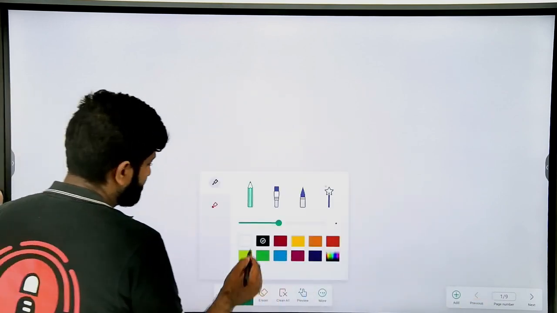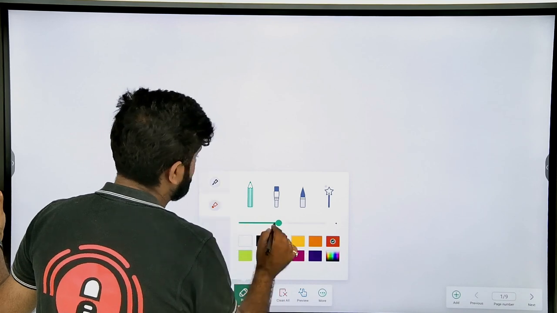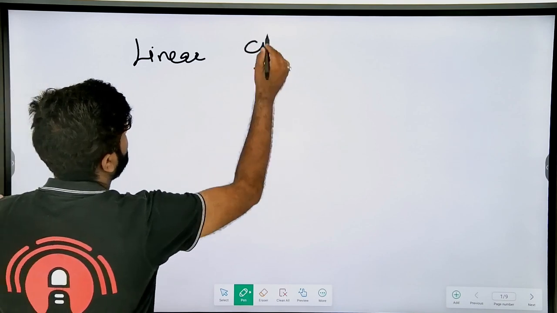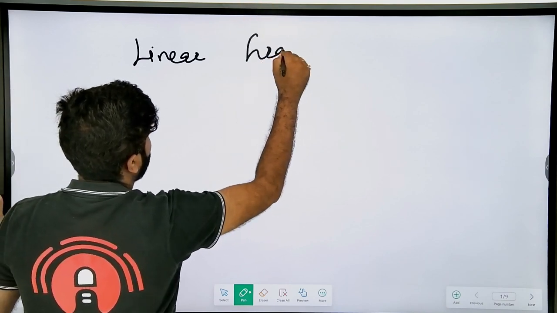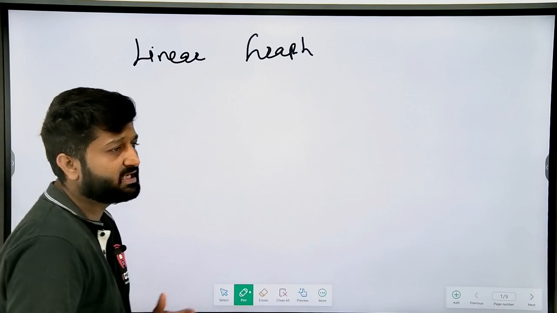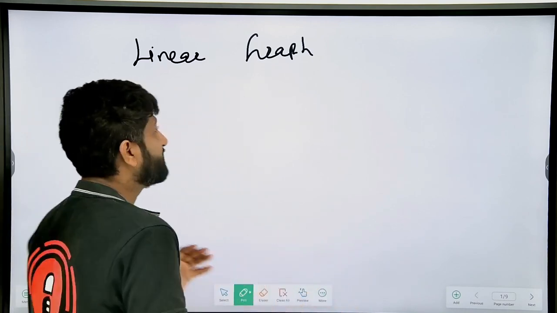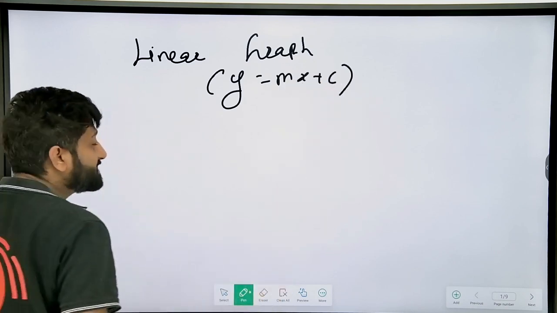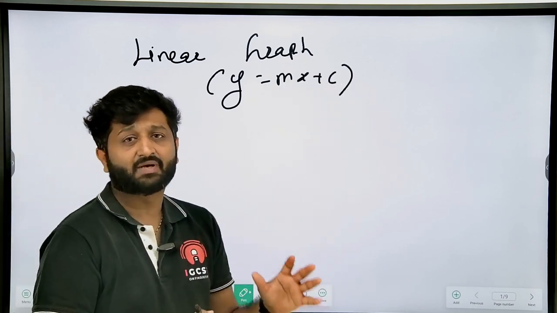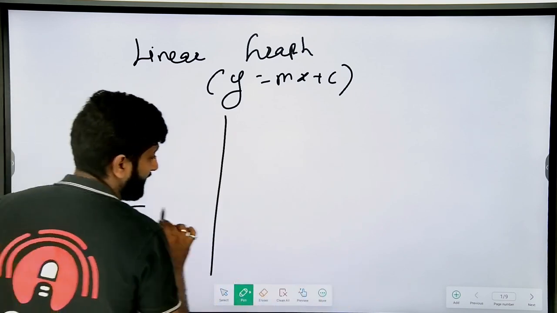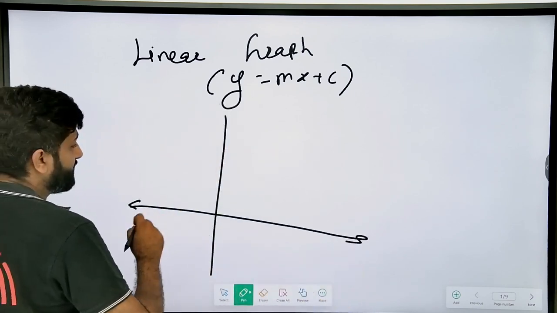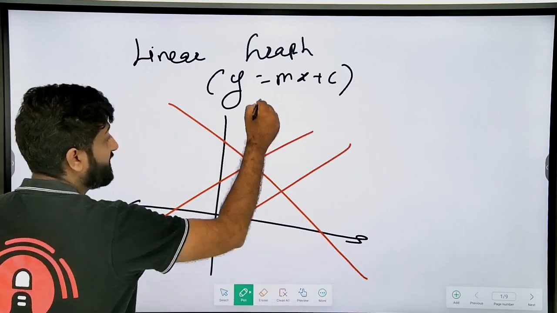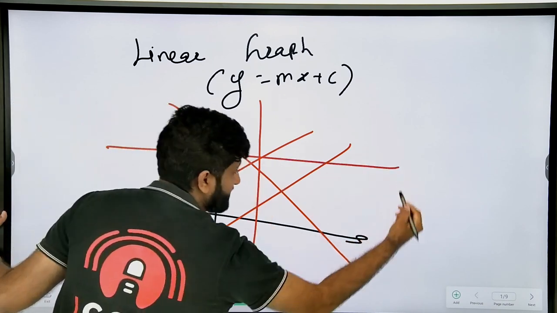So the first and foremost type of graph which we have to study is a linear graph, right? Now guys, what do you mean by a linear graph? A linear graph means a graph which is in the form of y equals mx plus c, which means a graph which has a straight line. That is called a linear graph, right? Let's say this is my x and y axis. So even this would be a linear graph, this would be a linear graph, even this would be a linear graph, this is also a linear graph, and this is also a linear graph, right?